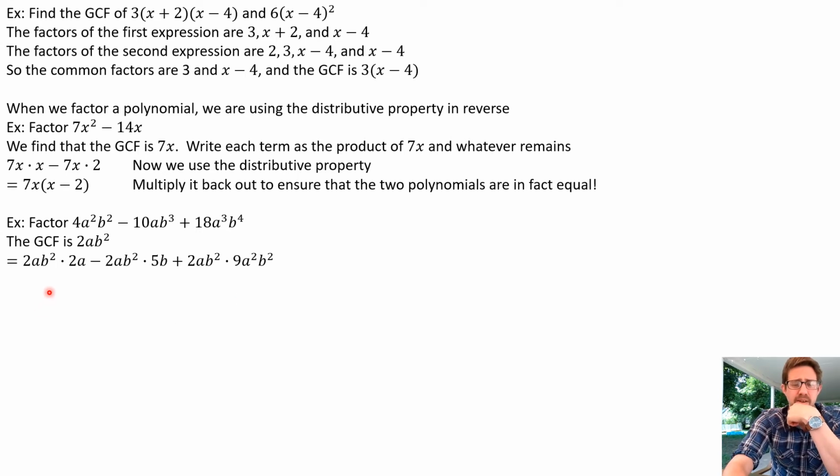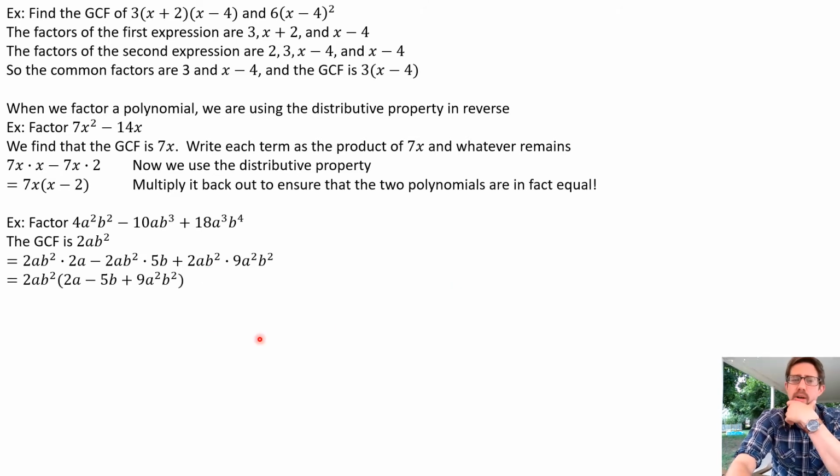In this first step, it seems like you're making it more complicated. The first term is 2ab squared times 2a, then minus 2ab squared times 5b, then plus 2ab squared times 9a squared b squared. All right, and then you take your greatest common factor that we found, and just reverse distributive property it and bring it out front.